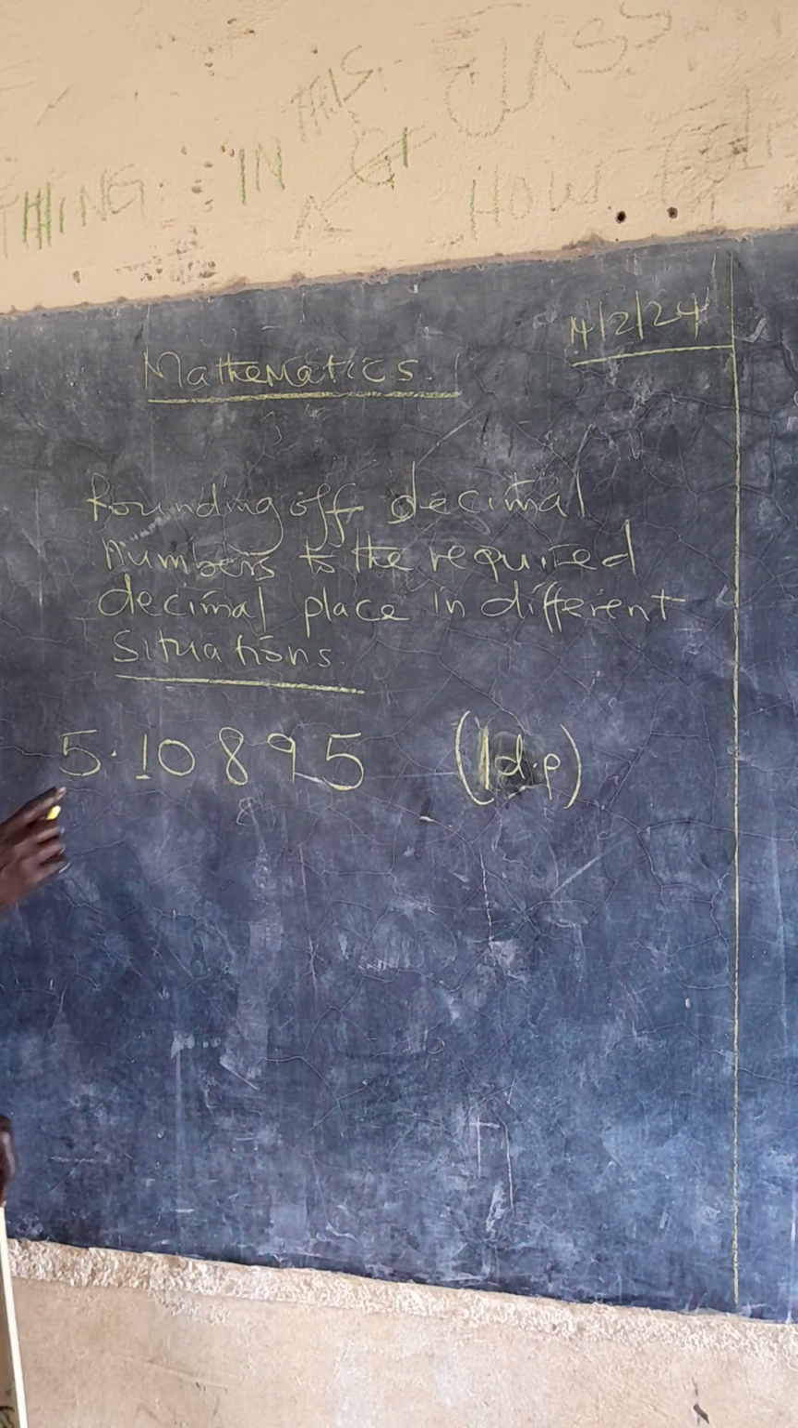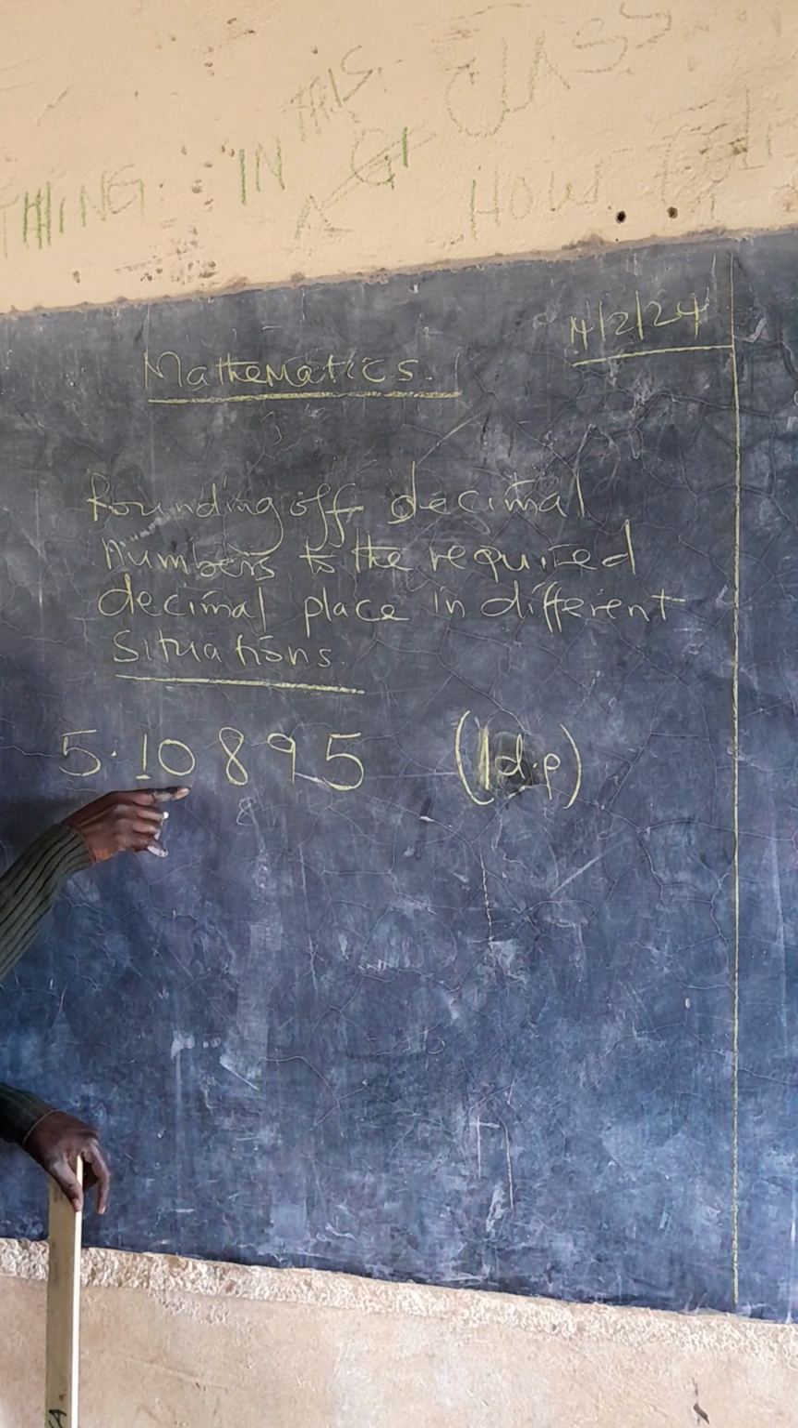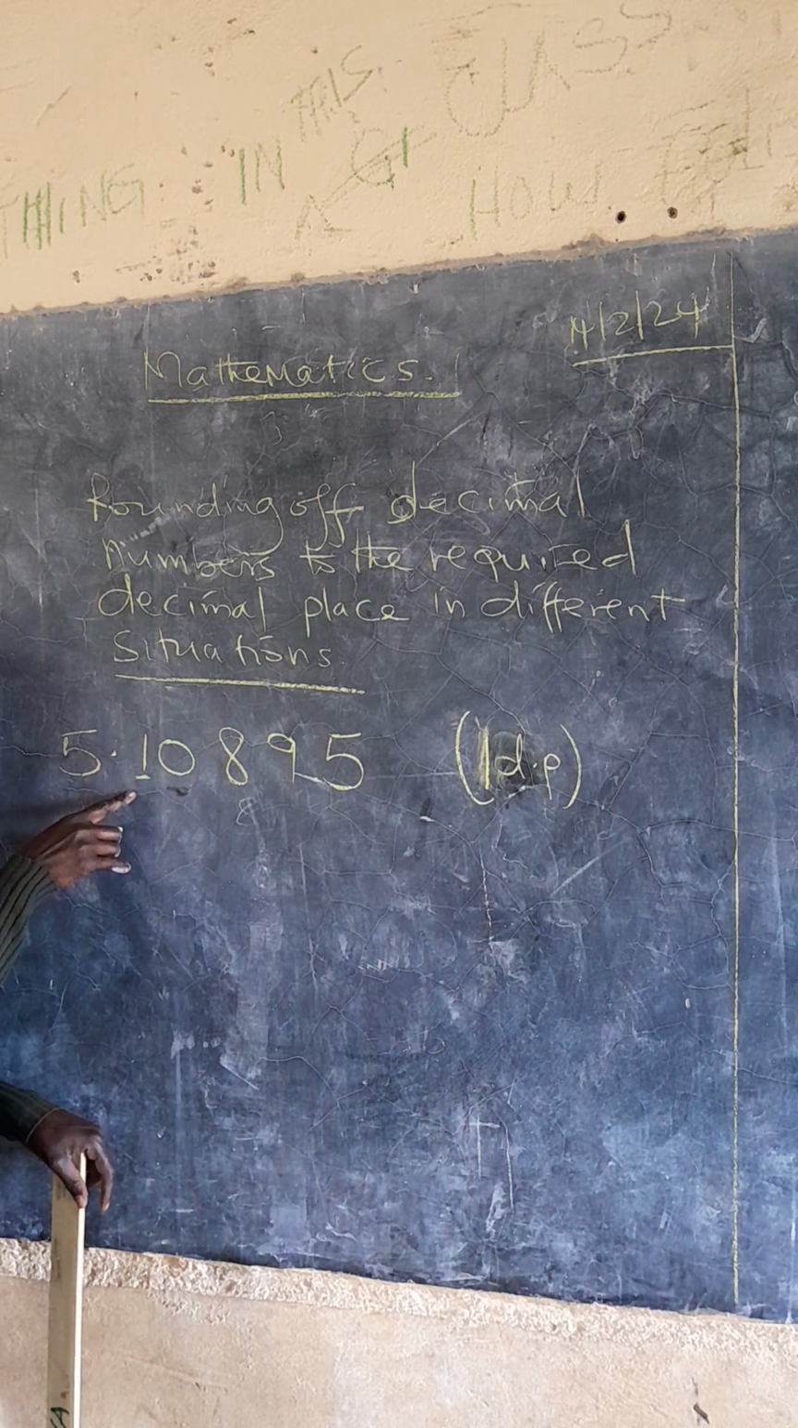When you are stood there, look at the number in front of that. If this number is less than 5, it will just remain like this. You don't do anything.